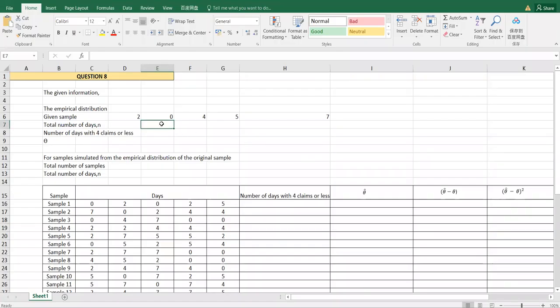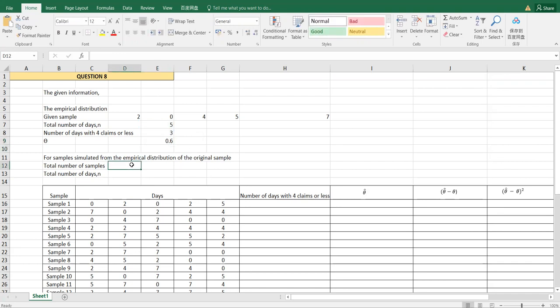From the question given, we first list down the given information. The empirical distribution and the given sample is 2, 0, 4, 5, and 7 claims. So the total number of days n is 5, and the number of days with 4 claims or less is 3 days, which is 2, 0, and 4. To find the value of theta, we take the number of days with 4 claims or less divided by the total number of days n, which is 3 divided by 5, and it will give us 0.6.